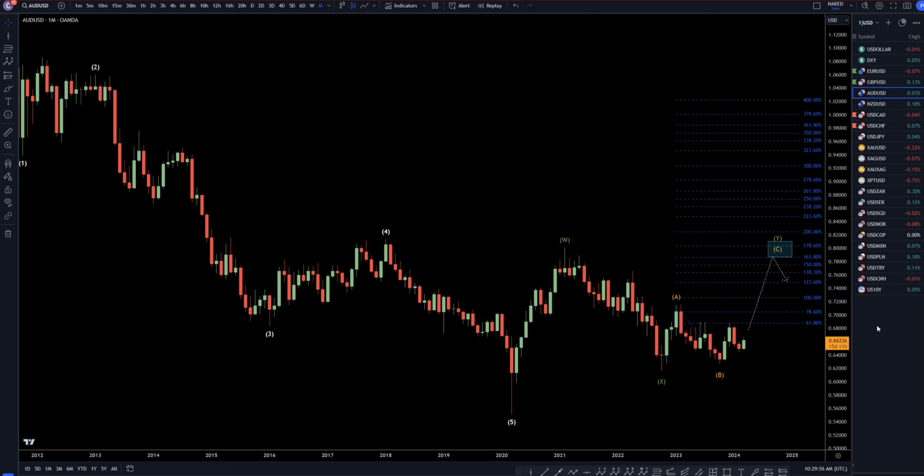Today is Thursday, March 14th, and this is my analysis of the Aussie US dollar, starting on the monthly, working my way down to the 1 hour time frame for the full top-down analysis.